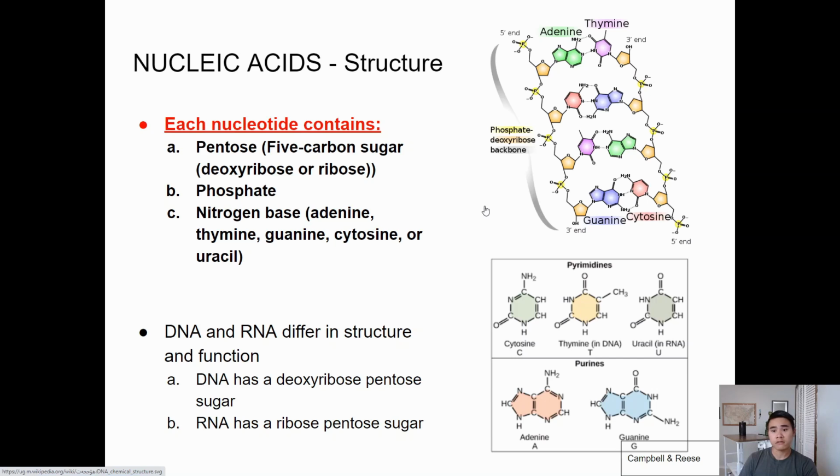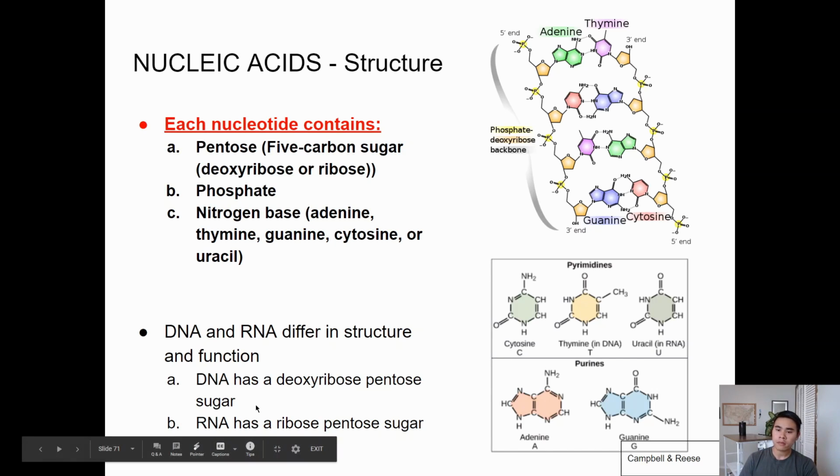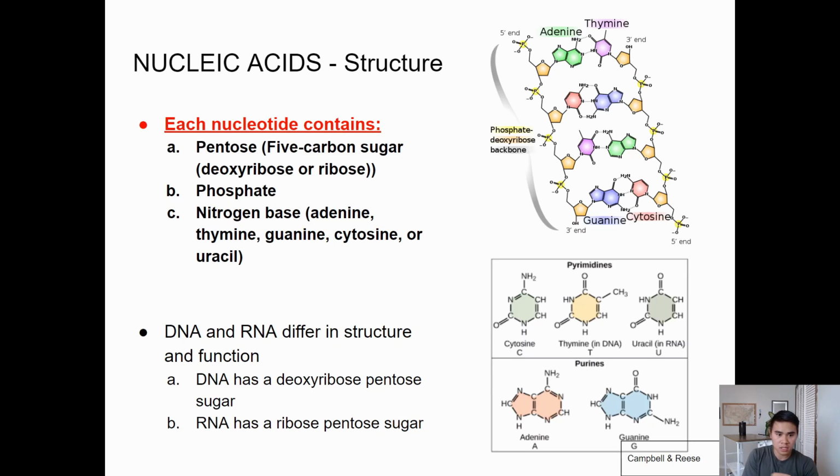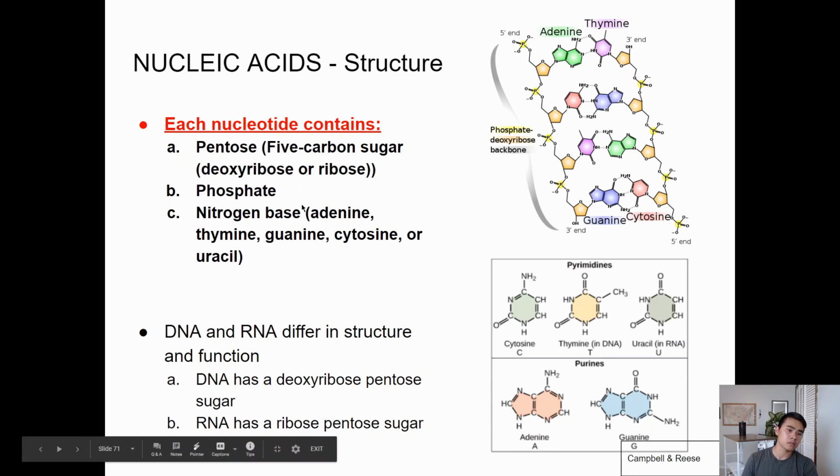DNA and RNA are different in their function and structure. So one way to look at it is DNA has the deoxyribose pentose, whereas RNA has a ribose. So that's why the D and the R, deoxyribo and ribo. So it's stemming from the type of pentose that they have, or the type of sugar that they have. So make sure that you know these three, what a nucleotide contains.